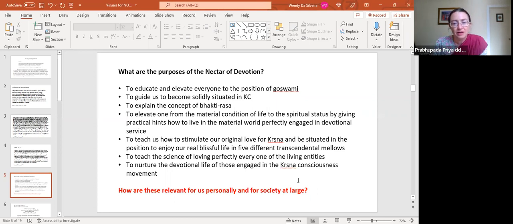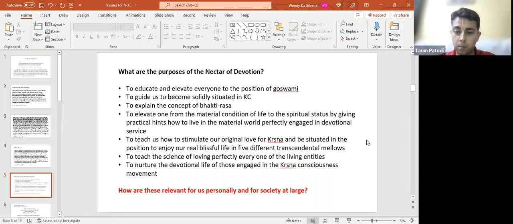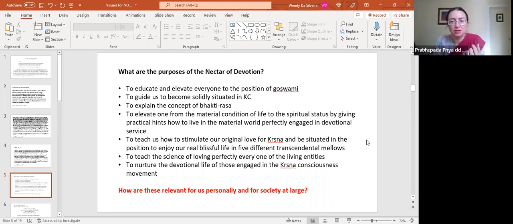Next one, to guide us to become solidly situated in Krishna consciousness. This one's kind of obvious how it's beneficial for us, and I guess similar to what I just said about the last one. So let's go to the next, to explain the concept of Bhakti Rasa. Does someone have their hand raised? How is learning the concept of Bhakti Rasa relevant for us personally?